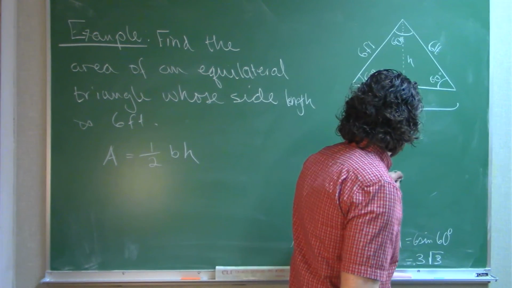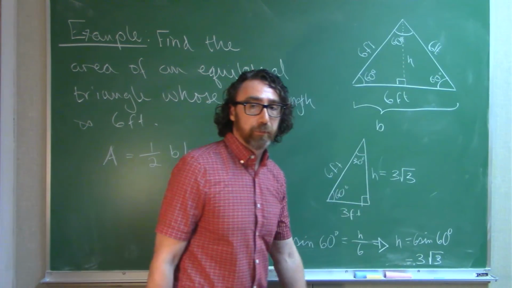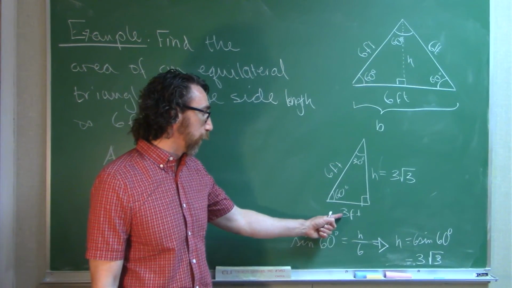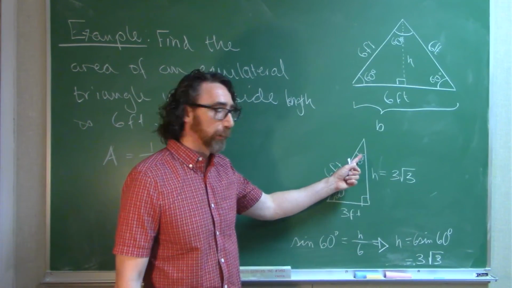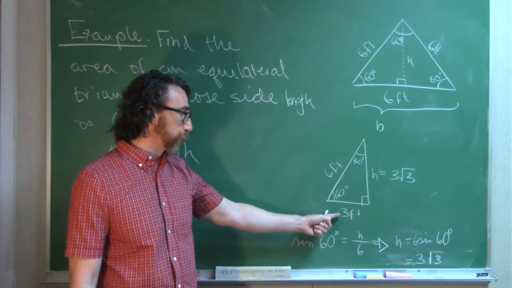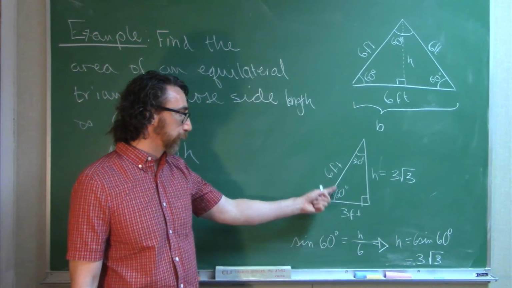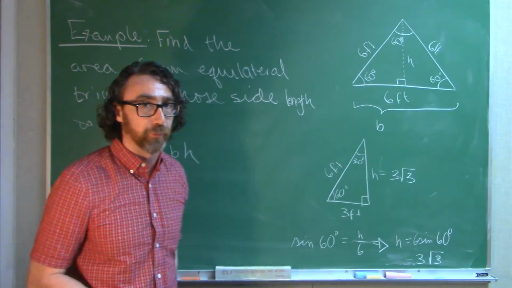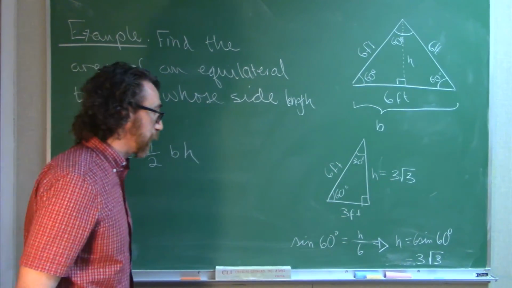Another way to compute this is to remember your special triangles. Okay, 1, 2, radical 3 going next to the 30. So you scaled that up to a 3. That means this would get scaled up to a 6. That means this would be 3 radical 3. Okay, so that is my height.